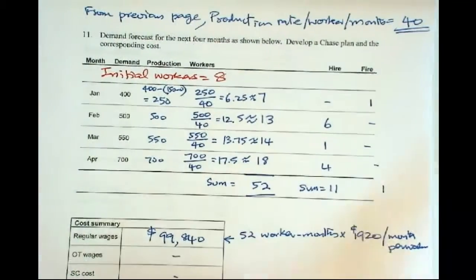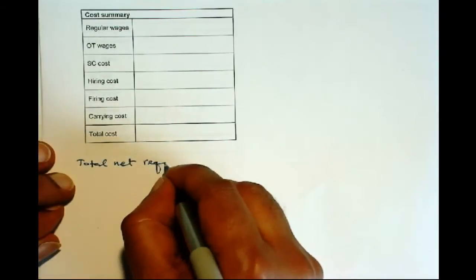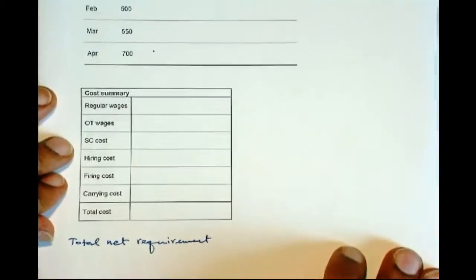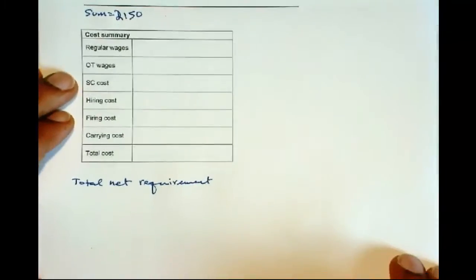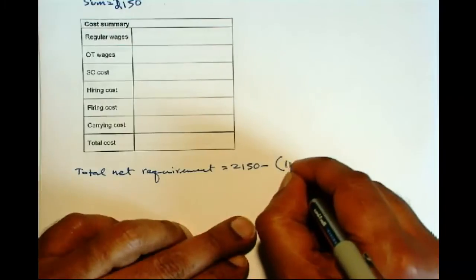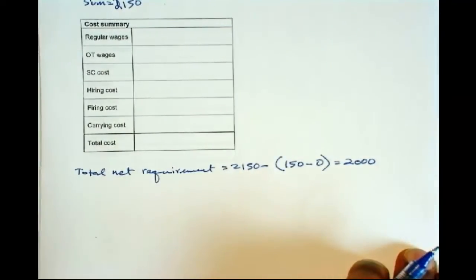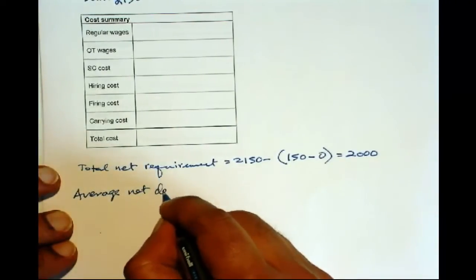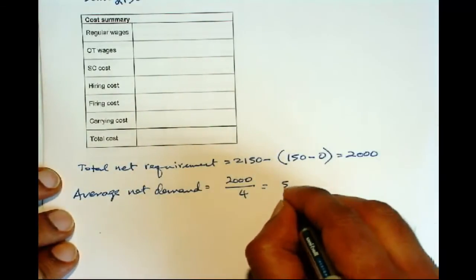Next, let's work a level plan. Total net requirement or demand, this sum is 2150. So that is 2150 minus current inventory of 150, the initial inventory, so minus 0, so it gives you 2000. So average net demand then is 2000 divided by 4 months, so it gives us 500 per month.